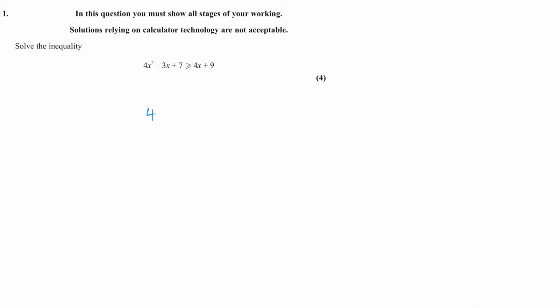Okay, so first thing to do with this question is take everything to one side. Then once I've done that, to simplify, so I've got 4x squared, the minus 3x and minus 4x is minus 7x, and plus 7 minus 9 is minus 2.